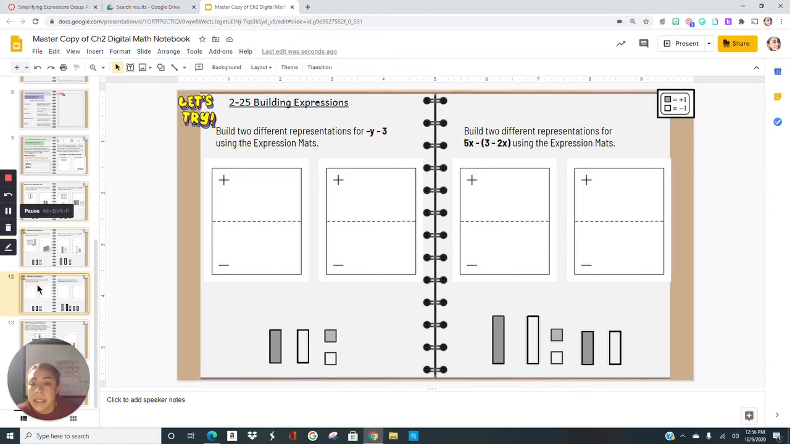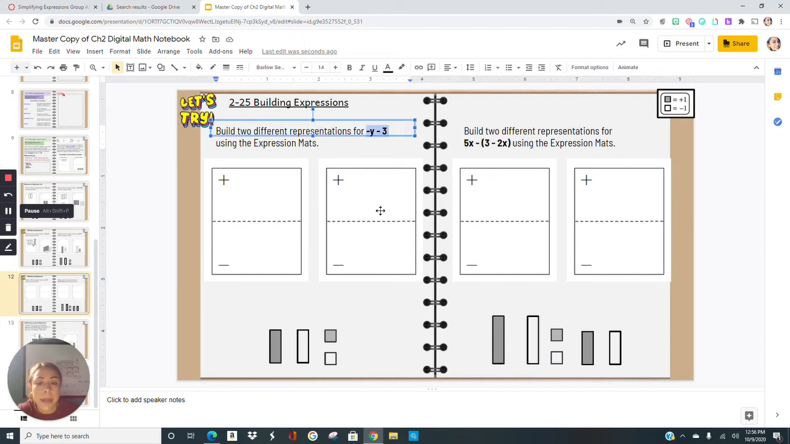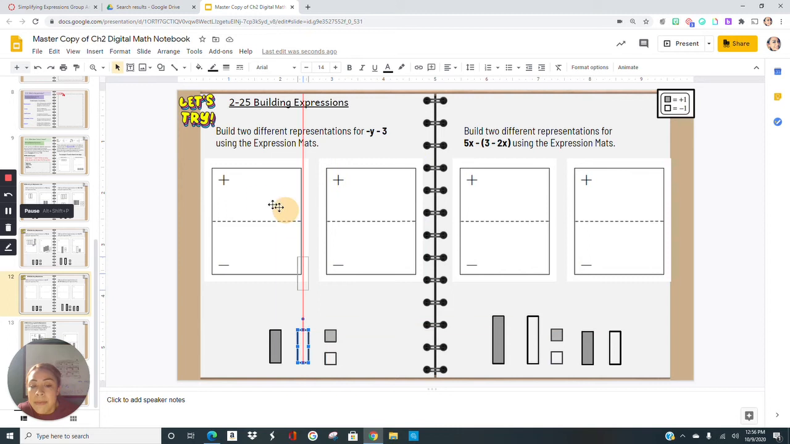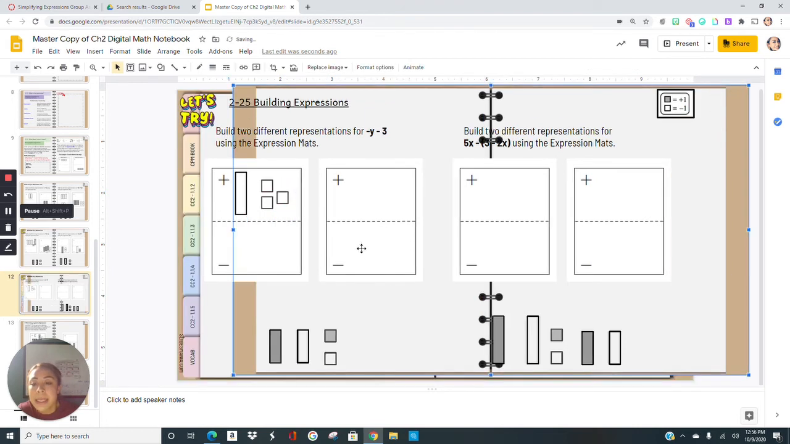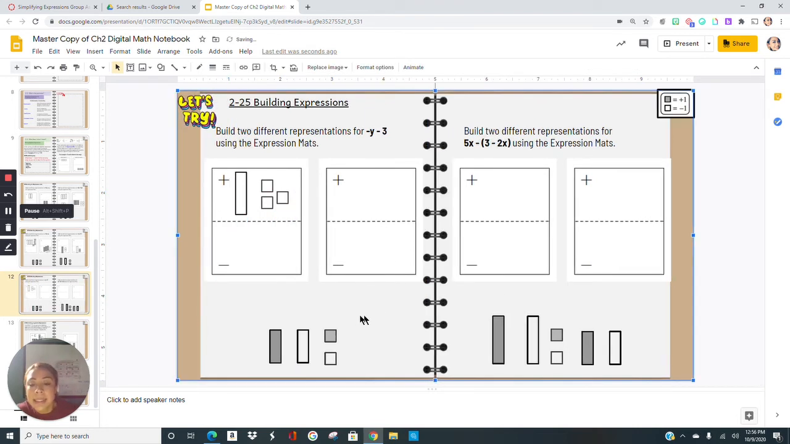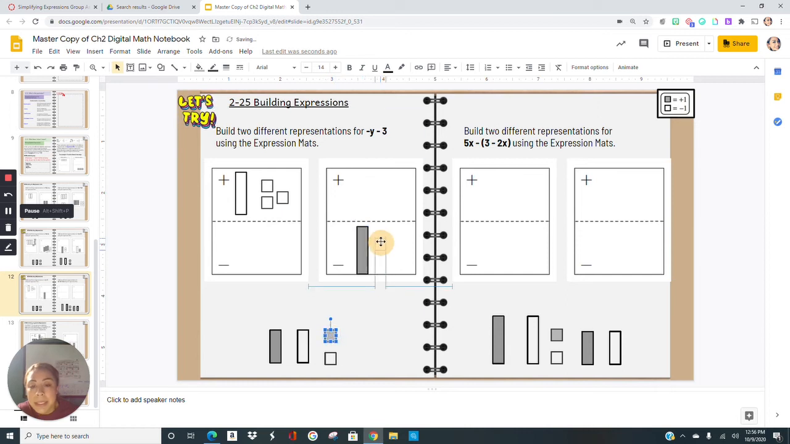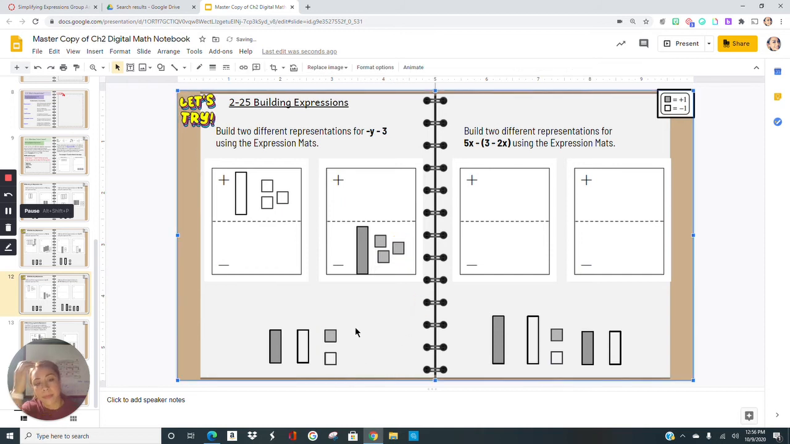Let's continue. We now need to build negative y minus 3. So I have a negative y. I'll make it a little taller so it looks more like a y than an x. And then minus 3. If I want to use the opposite or the negative region, I can say the opposite of a positive y is negative y, and the opposite of positive 3 is negative 3.